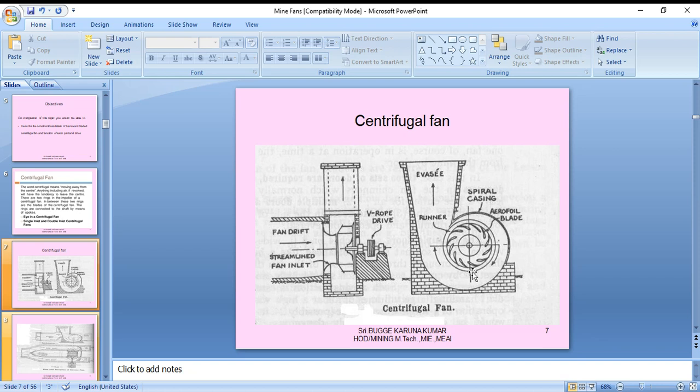This is the impeller. When it rotates in the clockwise direction, the air is pushed up to the outlet. This is the main mechanism. They suck the air through and push it out to the other side. So this is the fan drift, where air comes in, a streamlined fan inlet, and a V-rope drive is also there for connecting to the motor to rotate the impeller. So this is the basic structure of the centrifugal fan. Please note it.